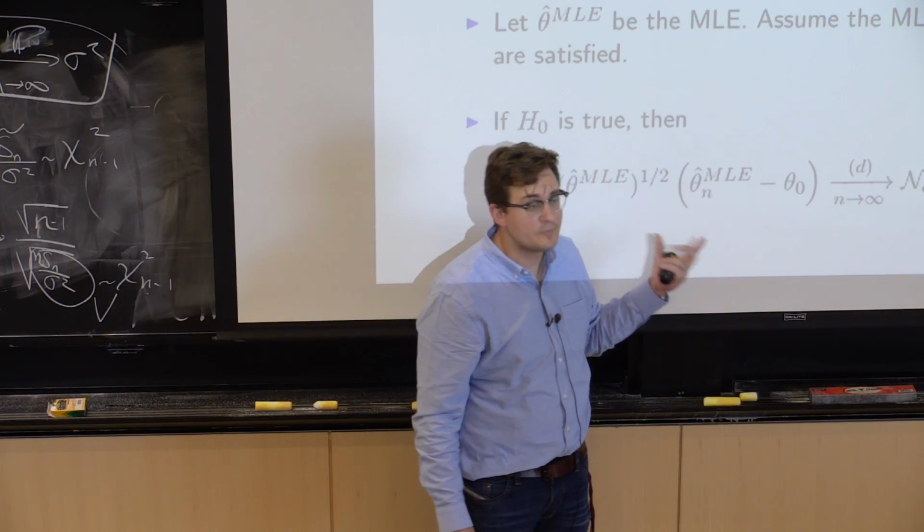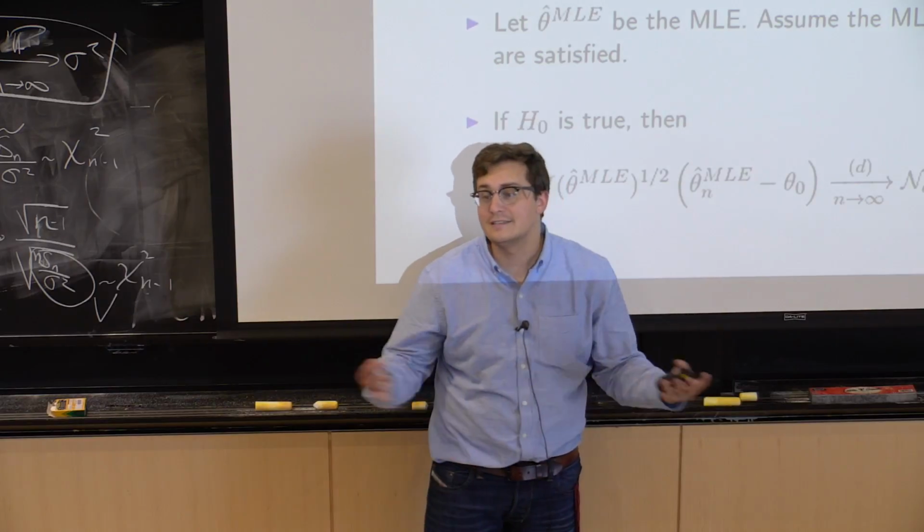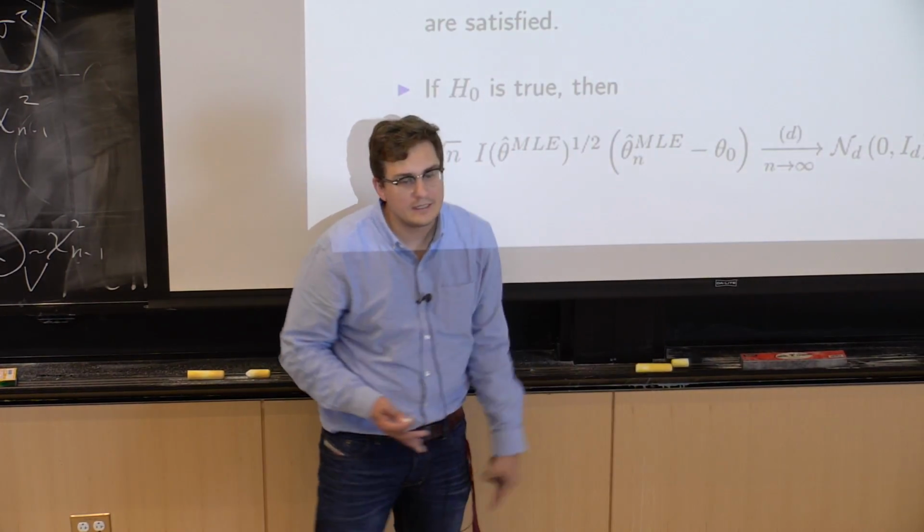Pivotal, right? So this is a pivotal quantity, meaning that its distribution, at least its asymptotic distribution, does not depend on any unknown parameter. Moreover, it is indeed a statistic, right? Because I can actually compute it. I know theta 0 and I know theta hat MLE.